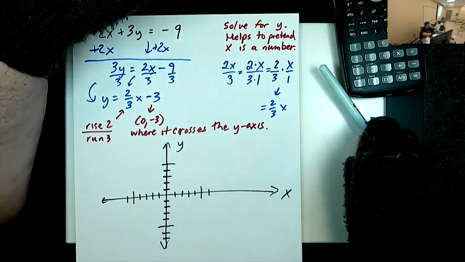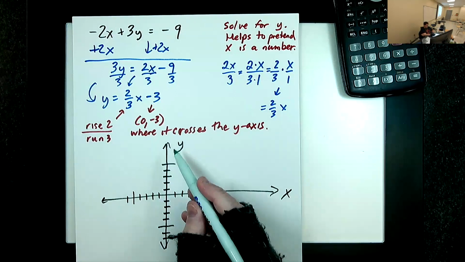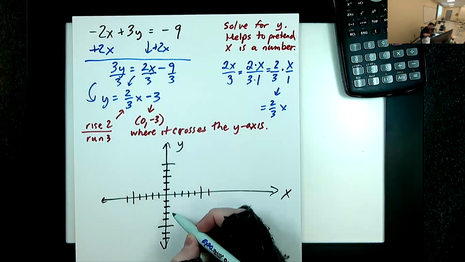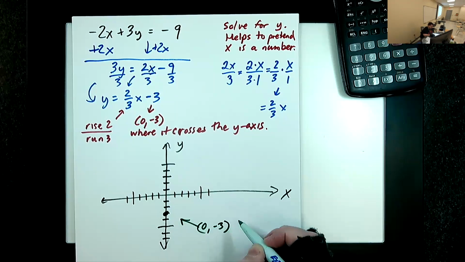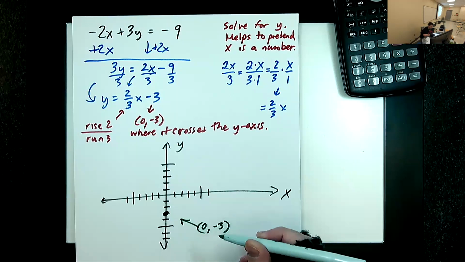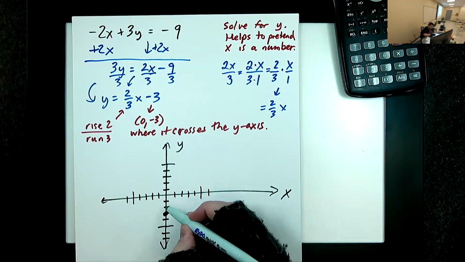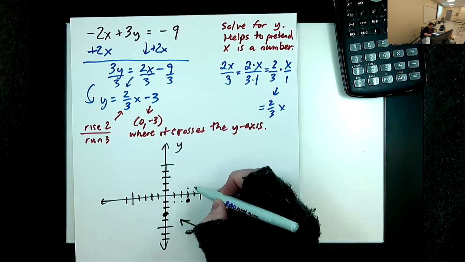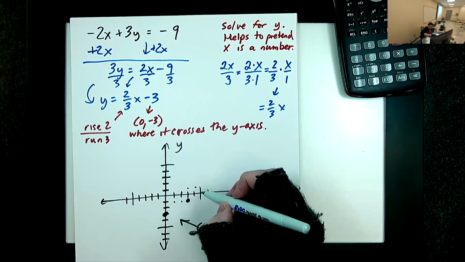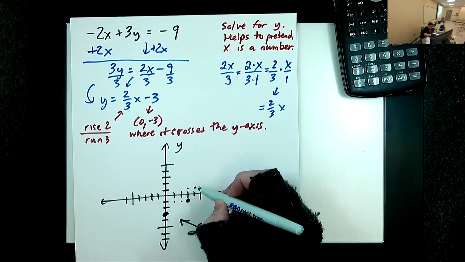So let's do that here. I'm going to mark where it crosses the y-axis. That's my (0, negative 3). And I can do the rise of 2 and run of 3. I can go up 2 and right 3 and put a point. I like to do it a couple times because it makes it easier to connect the dots. 1, 2, 3.